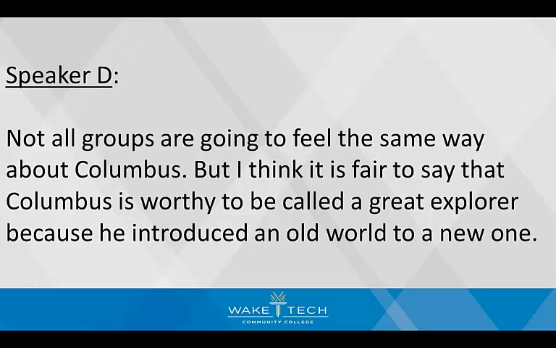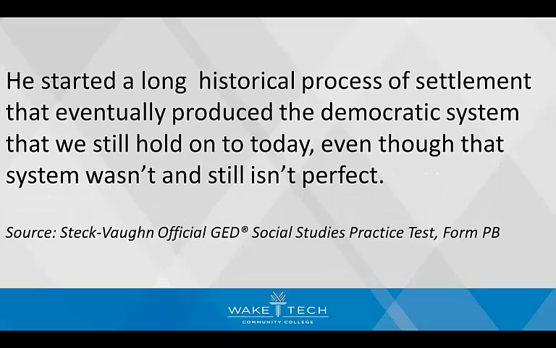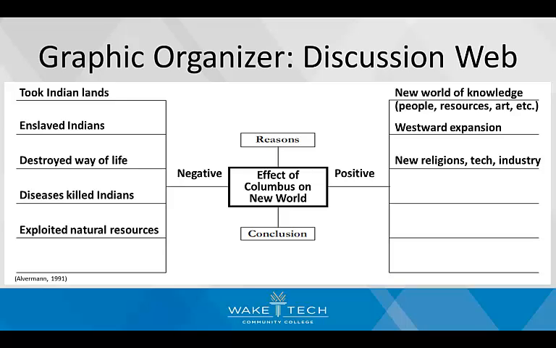In the last passage, Speaker D says, "Not all groups are going to feel the same way about Columbus, but I think it is fair to say that Columbus is worthy to be called a great explorer because he introduced an old world to a new one. He started a long historical process of settlement that eventually produced the democratic system that we still hold on to today, even though that system wasn't and still isn't perfect." Speaker D talks about how Columbus helped produce the democratic system we have today. We'll list this on the right as a positive effect.